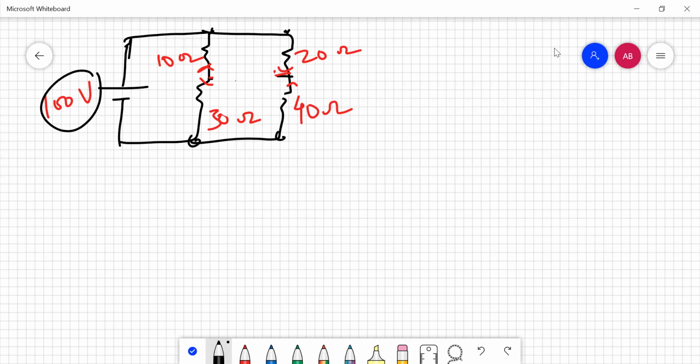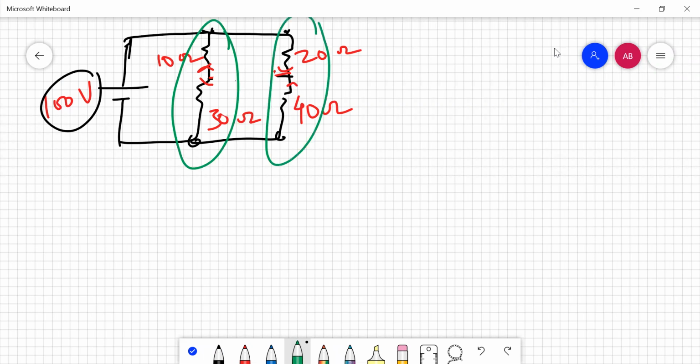So that means 100 volts will be there across this branch as well as across this branch. But then this 100 volts will get divided between 10 and 30 ohms, and similarly between 20 and 40 ohms. So now I have to define the equation for my VAB, that is the V Thevenin. So these are my AB terminals.